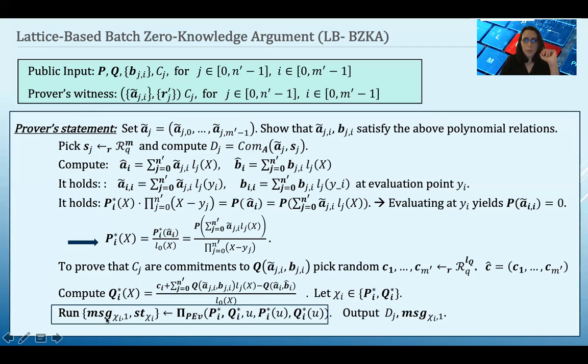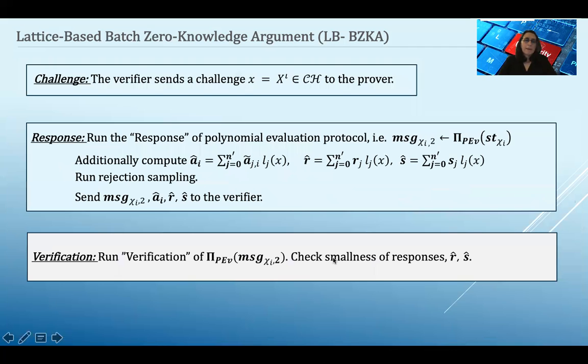So the output is denoted by a message and a state. The message consists of the commitments in this protocol, and the state consists of all the randomnesses which were used in this protocol. Okay, and then the next step is the challenge sent by the verifier from the challenge space. After receiving the challenge, the prover needs to respond to the challenge.